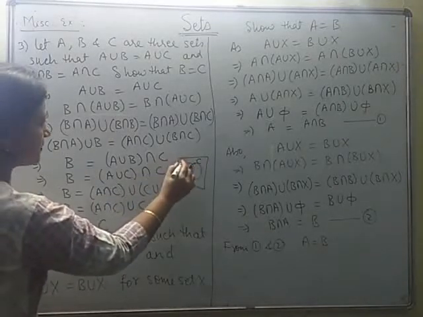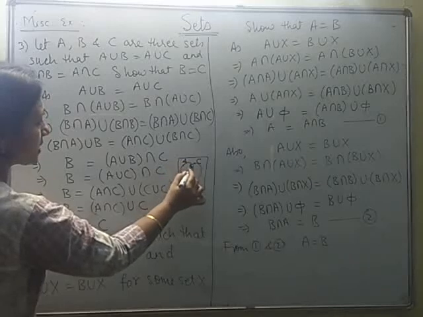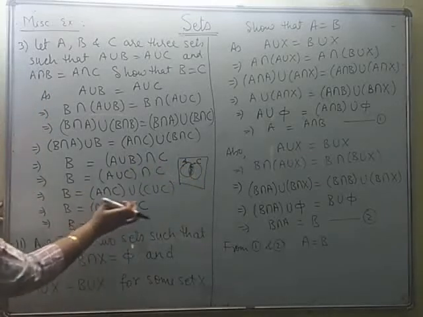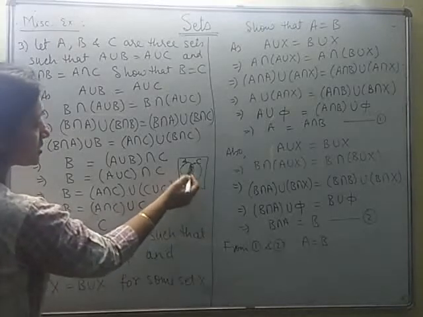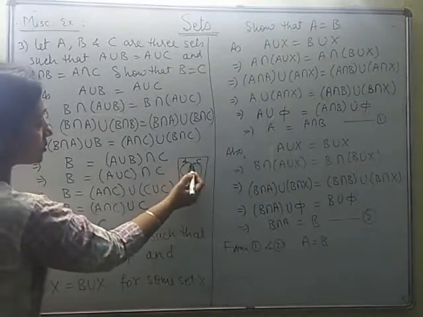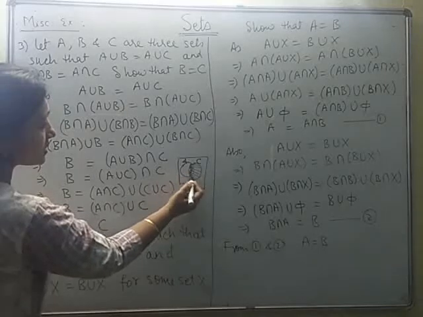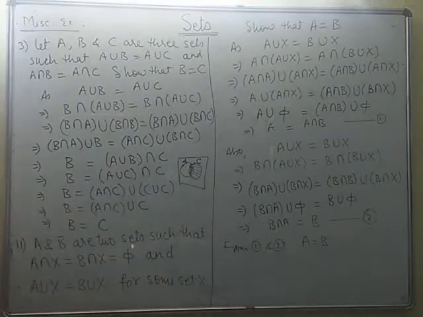Let us make it A. So this part is A intersection C. And with A intersection C, you are taking union of C. So in this element, you need all the elements of C also. So you will get whole of this. So it comes out to be the set C only. So we come to the conclusion that B is equal to C.